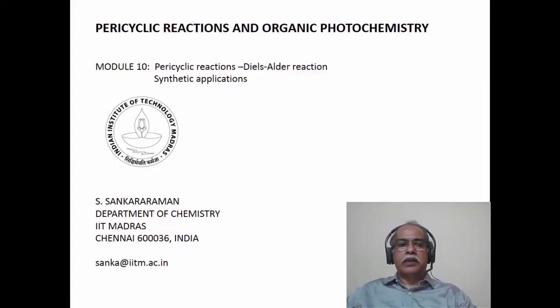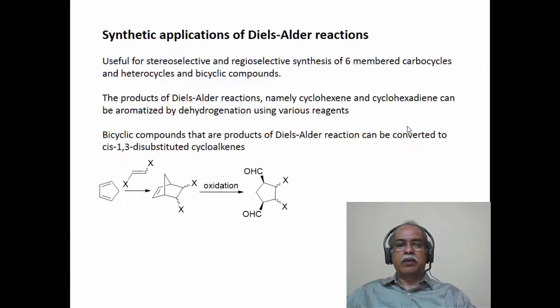Welcome to the online course on pericyclic reactions and organic photochemistry. We are now in module 10. We have so far seen the basic aspects of the Diels Alder reaction, and the regio and stereoselectivity aspects also we have seen. Now it is time to see some examples of how Diels Alder reactions are used in synthetic applications in the synthesis of some fascinating organic molecules.